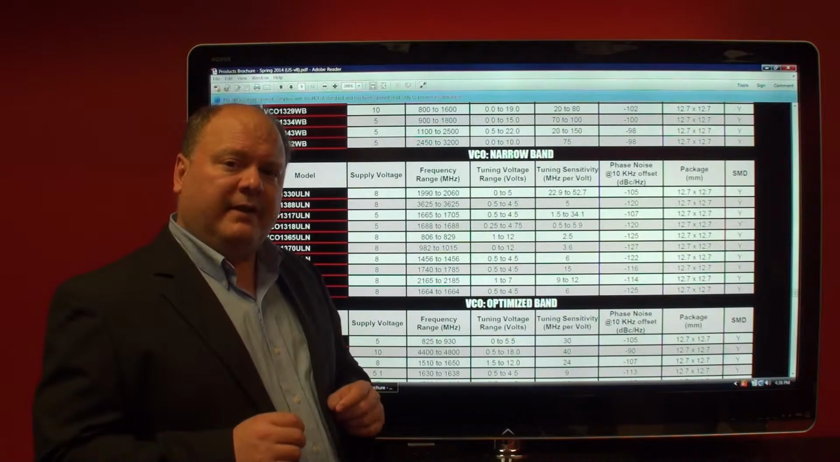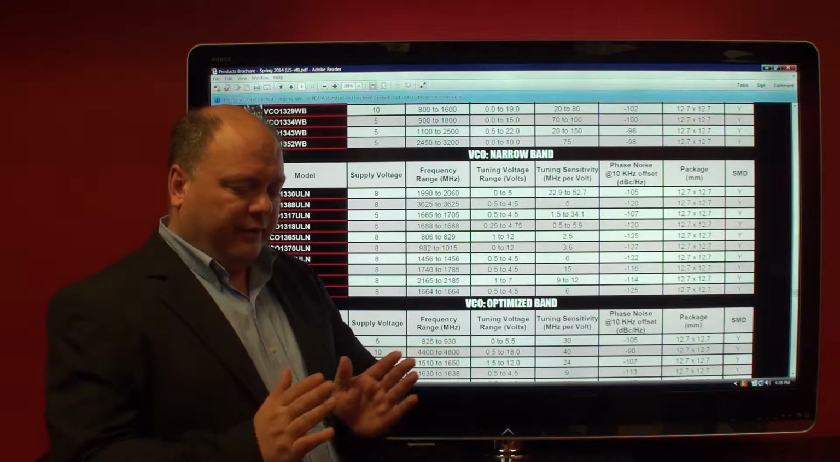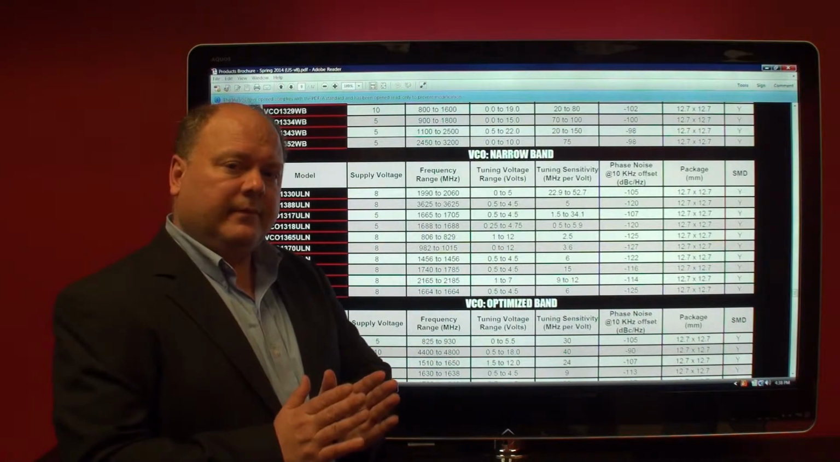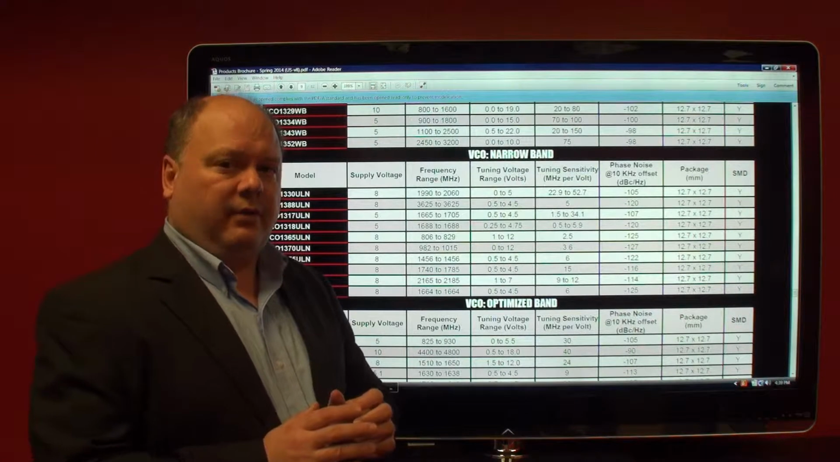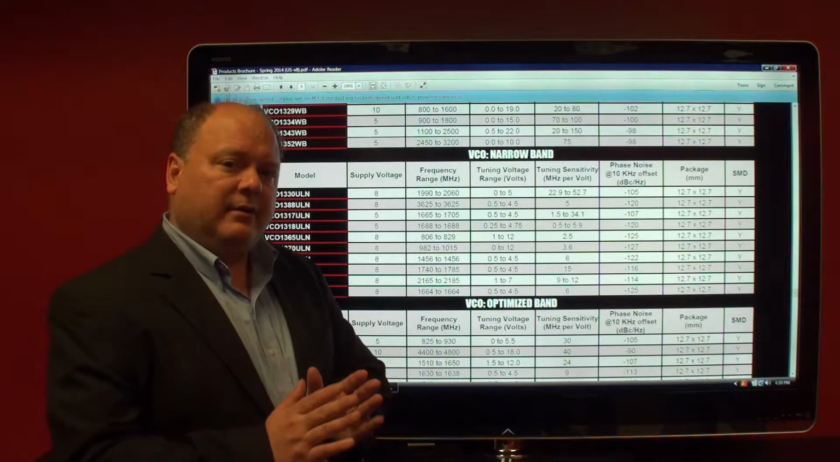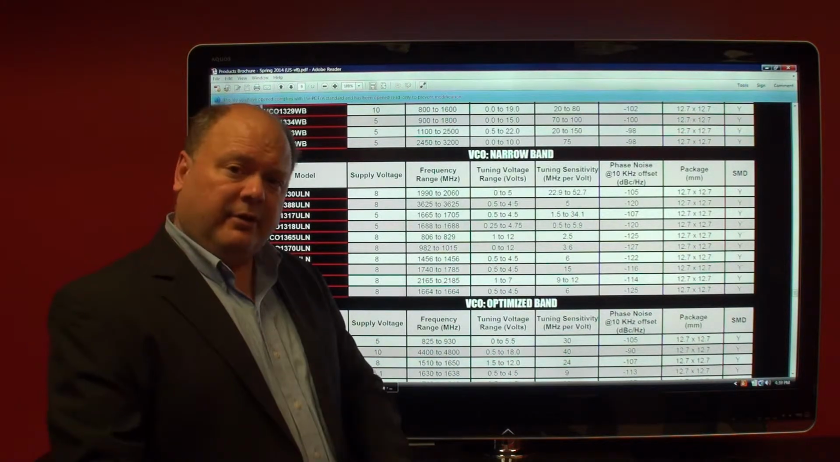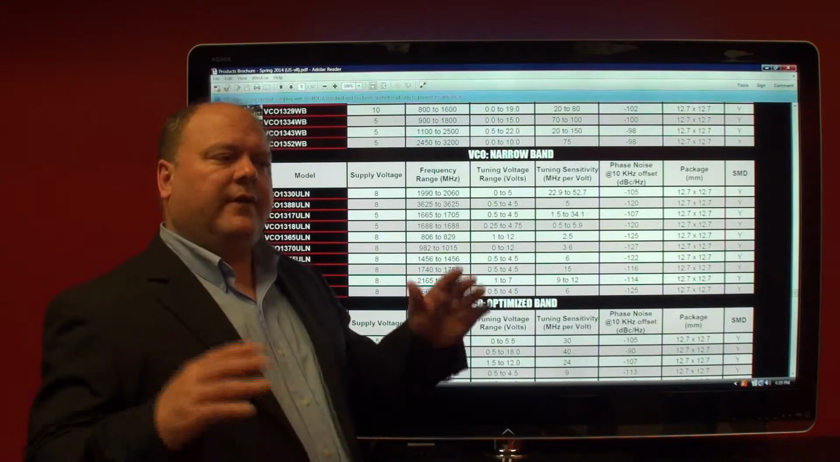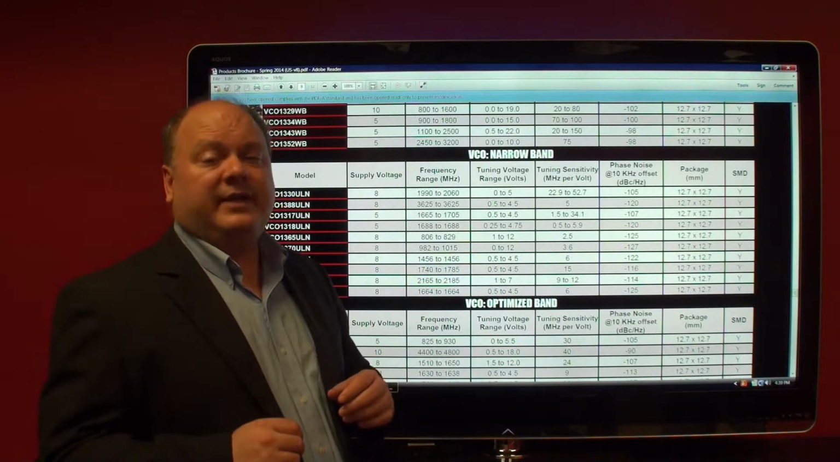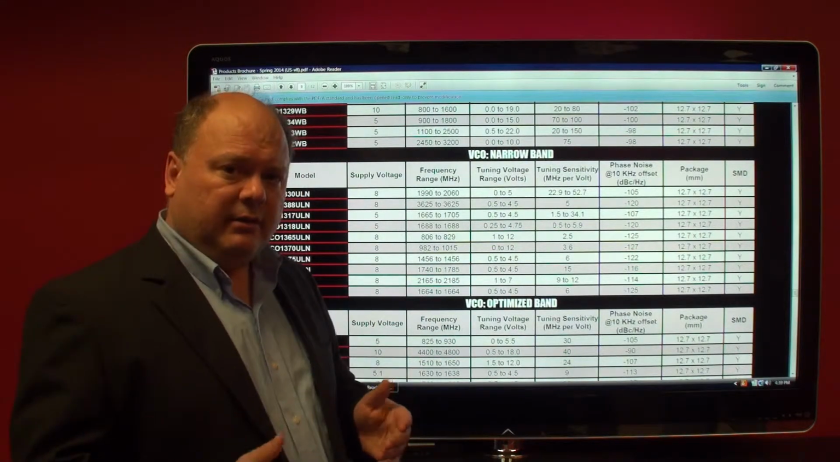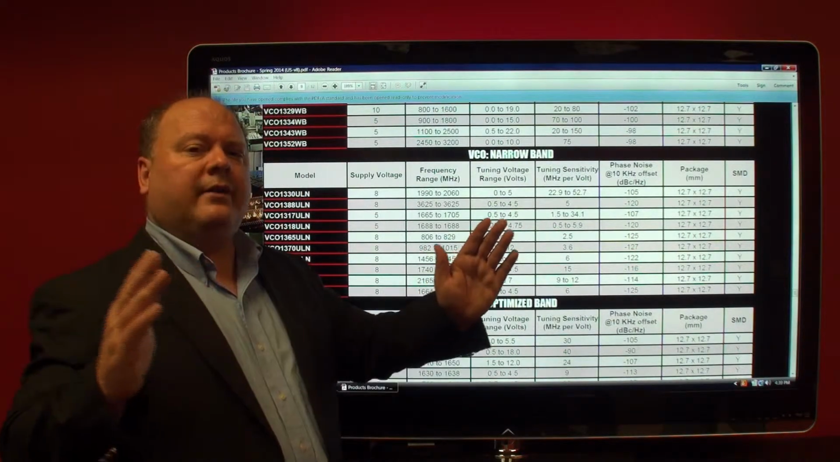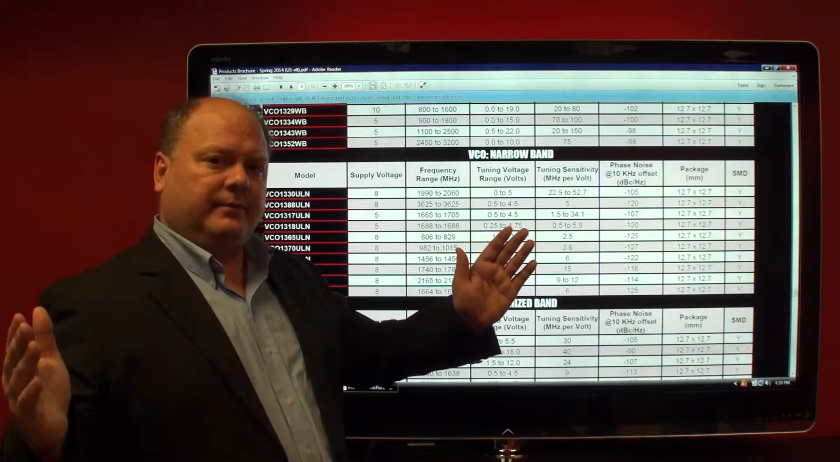Those narrowband VCOs, the narrower the frequency range needed, the higher the Q of the oscillator circuit, the better the phase noise. So for narrowband, you have much lower, much superior phase noise performance. For very wideband, you have a degradation of phase noise because now you need a much lower Q circuit in order to generate a much wider frequency range of usage.